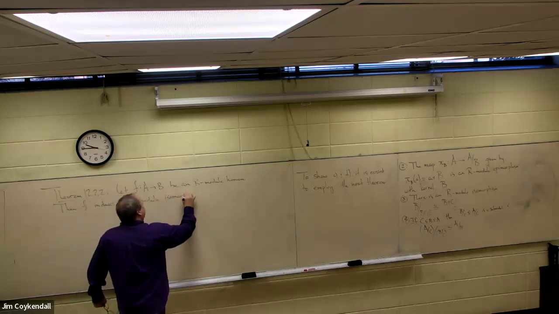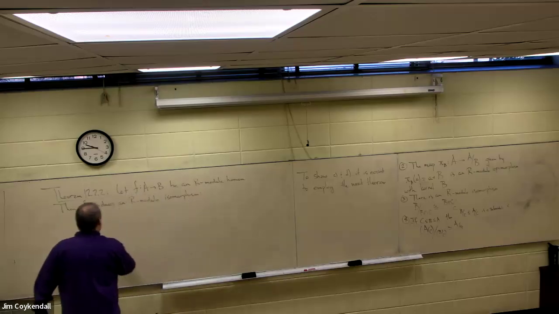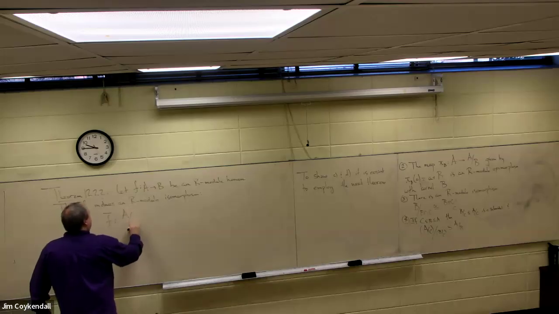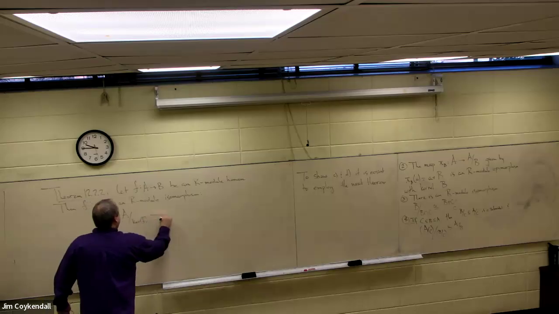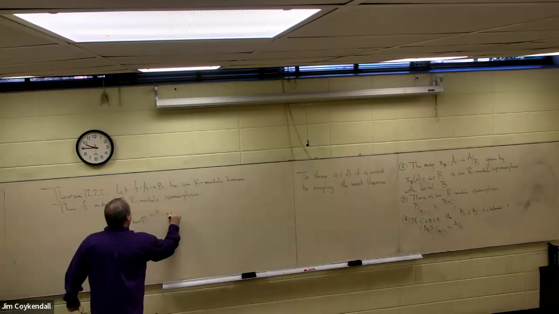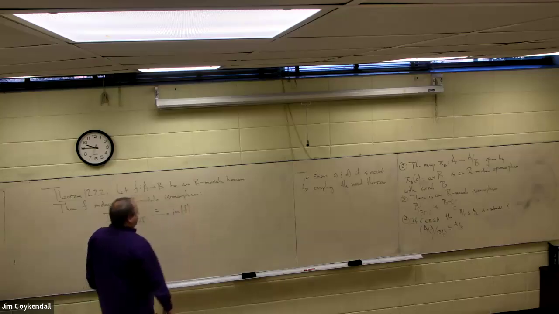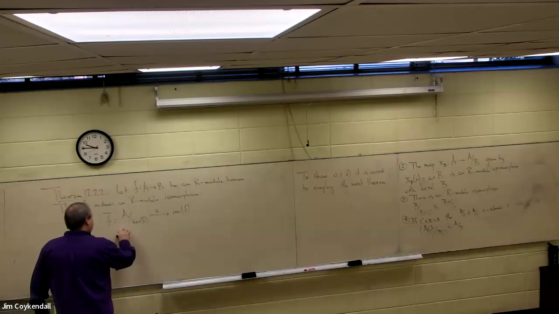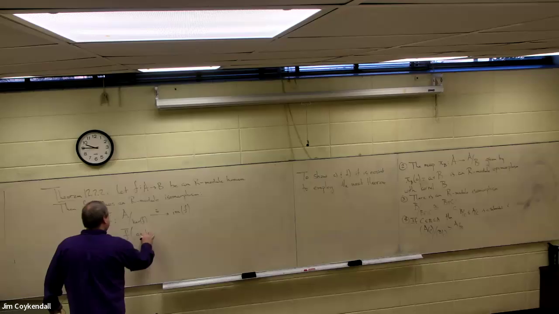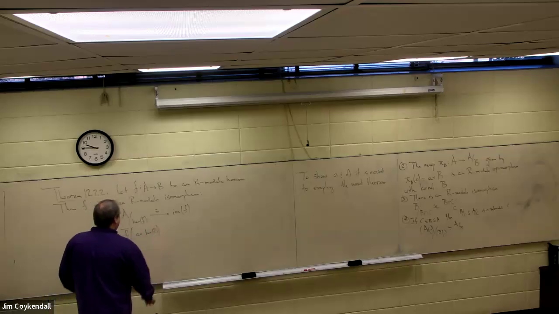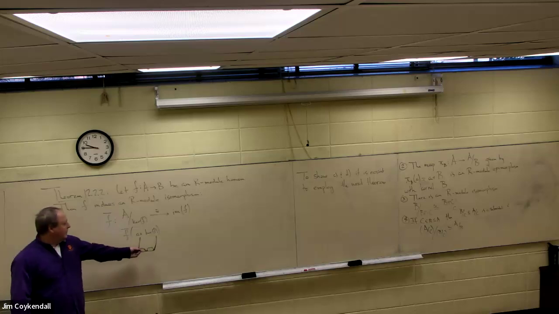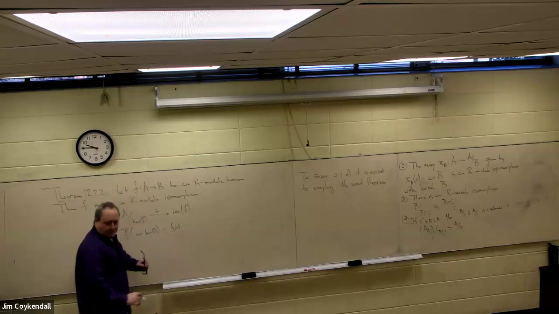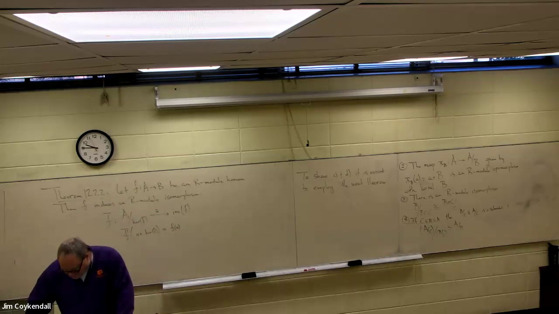Isomorphism. F bar from A mod kernel of F to the image of F. And in fact, here's the way it's defined. Your input is one of these cosets here, A plus kernel of F, and your output is F of A, using the original map.